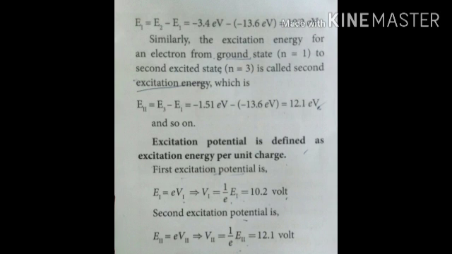For the second excitation potential, E2 is equal to eV2. So potential V2 is equal to 1 by e into E2. It will come 12.1 volt and so on. Like that we can find the third excitation potential, fourth excitation potential.